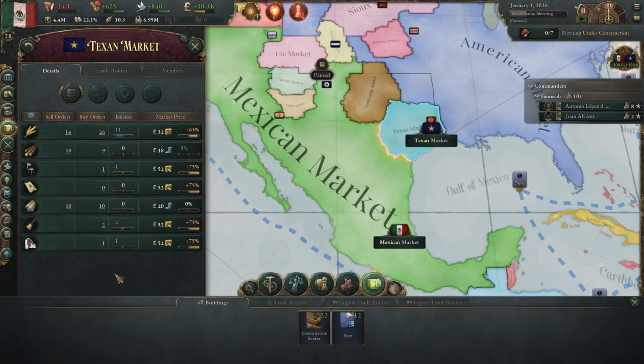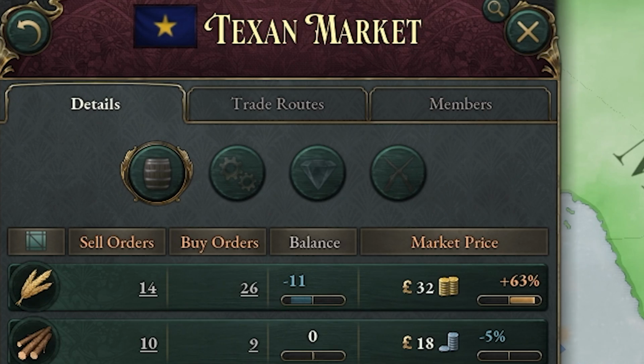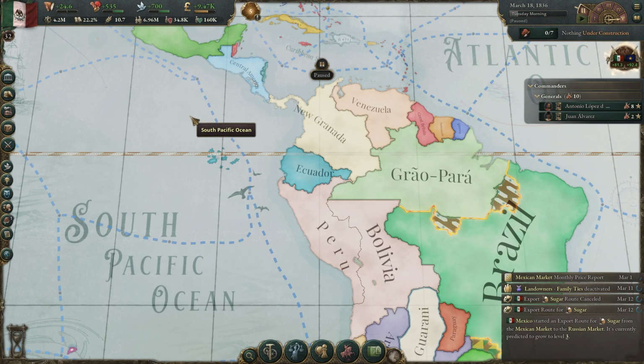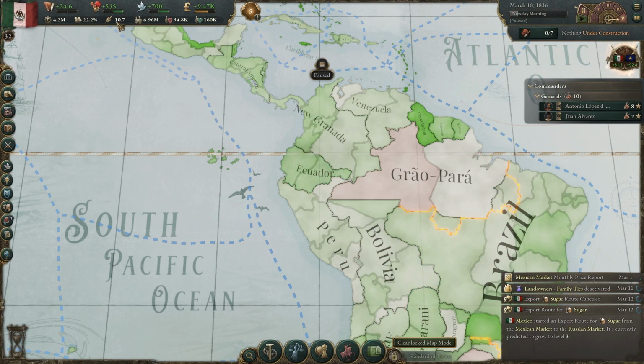This time is going to be about market prices and how to manipulate them. First thing to talk about is why market prices are so important. Well, it impacts quite a bit in the game.